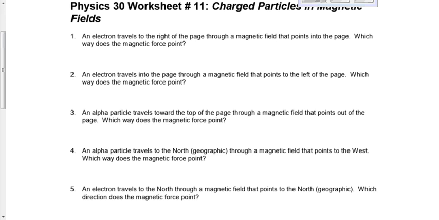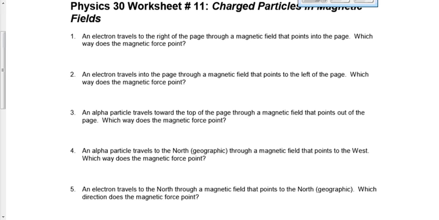If the charged particle is moving perpendicular to the field, we can use the hand rule for deflection, and in that rule we're going to say thumb in the direction of the particle, fingers this time straightened out for the first time in the direction of the external field, palm is going to point in the direction of the force. For all of these questions, we're going to use that hand rule for deflection.